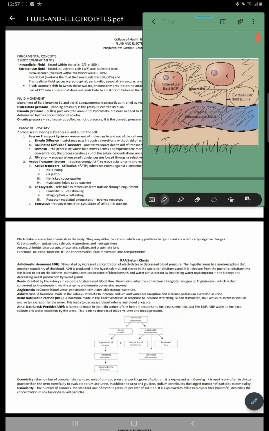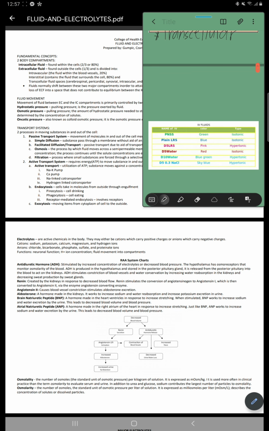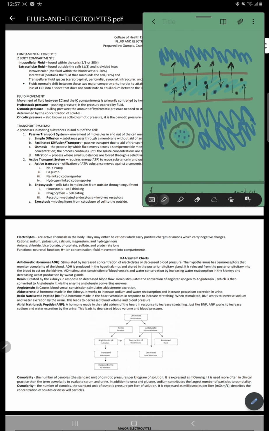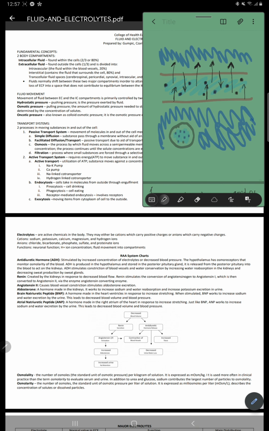Okay. Ayan. Now, let's go naman to your movement of fluids. In the movement of fluids, we have here important terms. We have your hydrostatic, osmotic pressure, and your oncotic pressure. Hydrostatic pressure would refer to your pushing pressure, or it is the pressure exerted by fluid. And we also have here osmotic pressure, is also known as your pulling pressure.